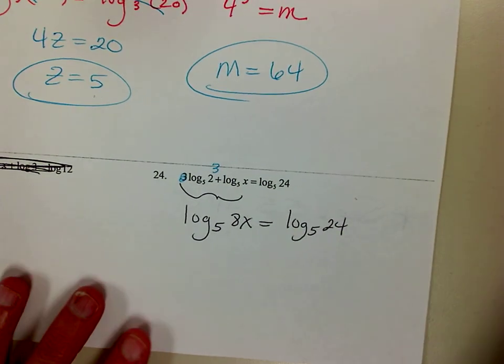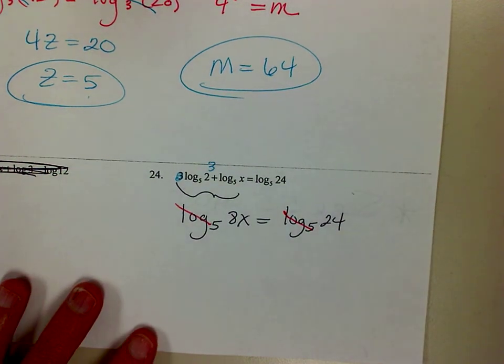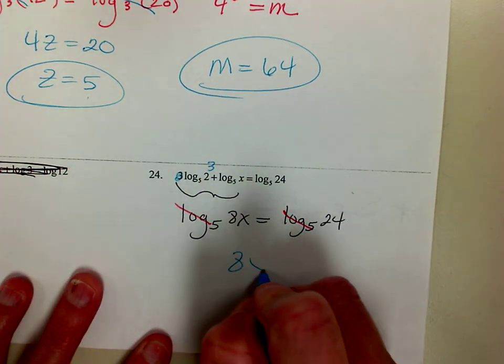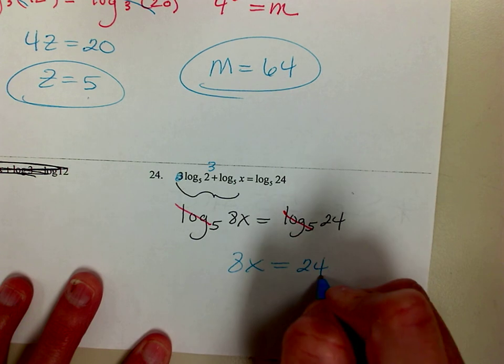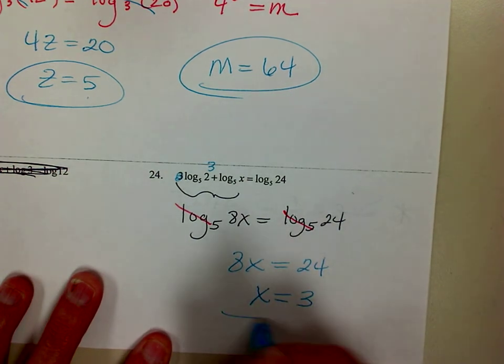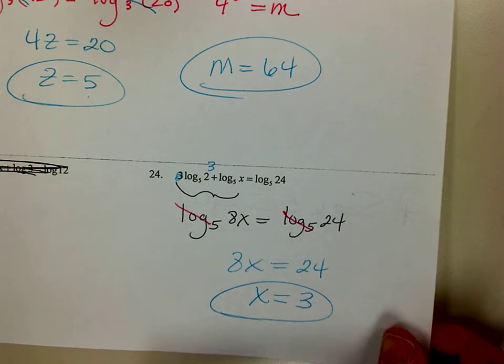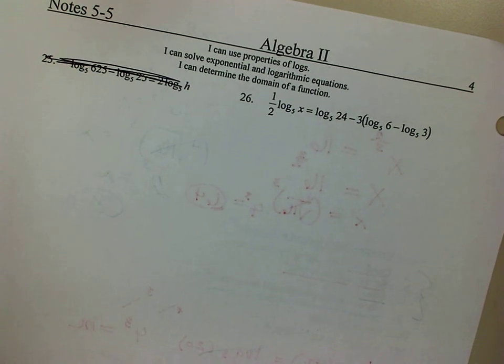From there I can cross off the logs. I am left with 8x equals 24, and now it's just a basic equation. So x equals 3. Okay, we got one more on the back, number 26.